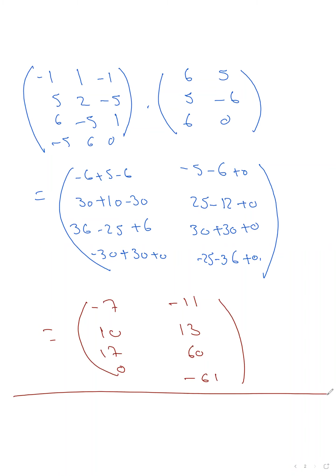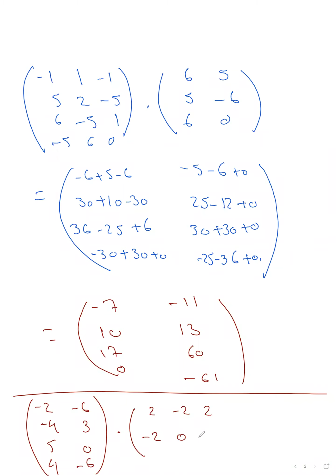شوف اللي بعديها: negative 2 negative 6، negative 4 and 3 5 and 0 4 and negative 6 times 2 negative 2 and 2 negative 2 and 0 negative 3. Please find the result. I'll give you 2 minutes to solve it. Okay, يلا شباب.